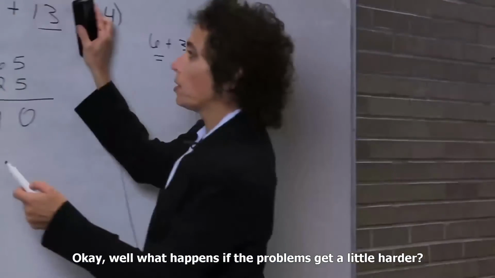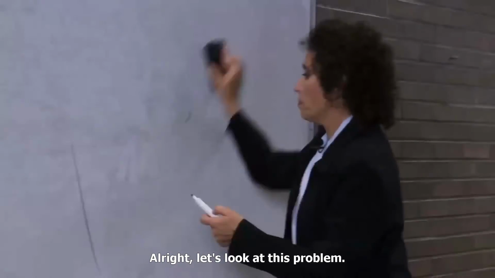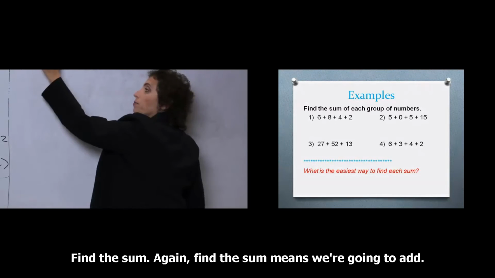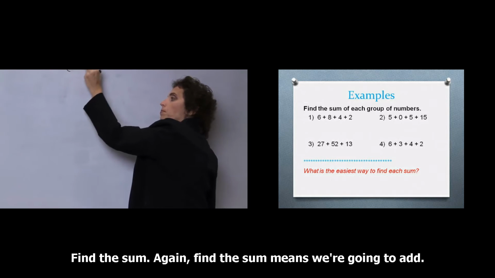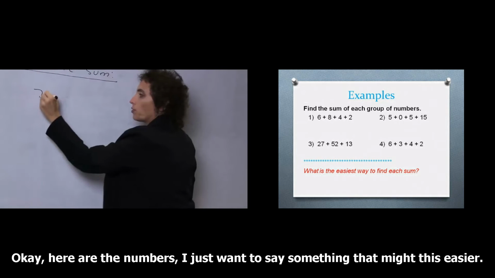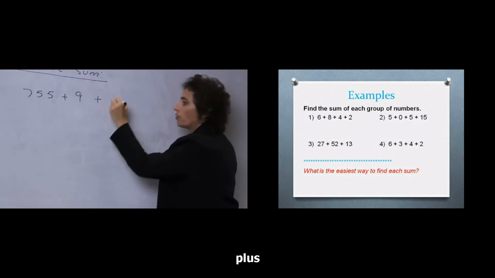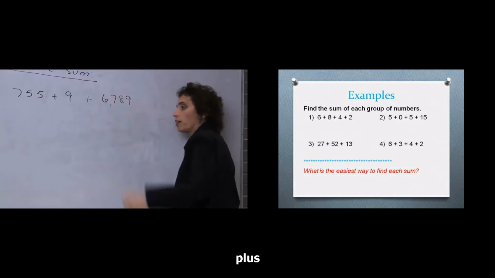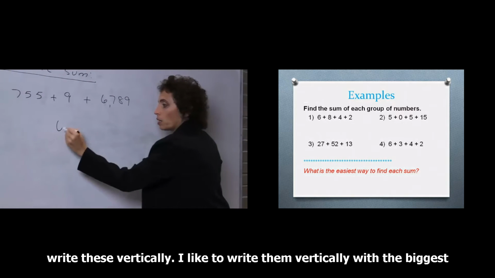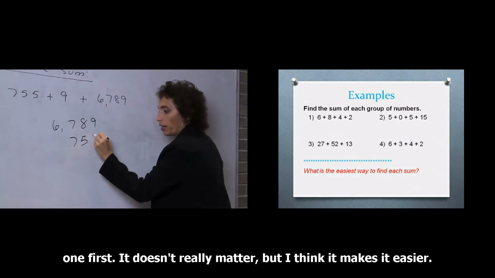Okay. Well, what happens if the problems get a little harder? All right. Let's look at this problem. Find the sum. Again, find the sum means we're going to add. Okay, here are the numbers. I just want to say something that might make this easier. You've got 755 plus 9 plus 6,789. Okay. Well, we're going to write these vertically. I like to write them vertically with the biggest one first. Doesn't really matter, but I think it makes it easier.